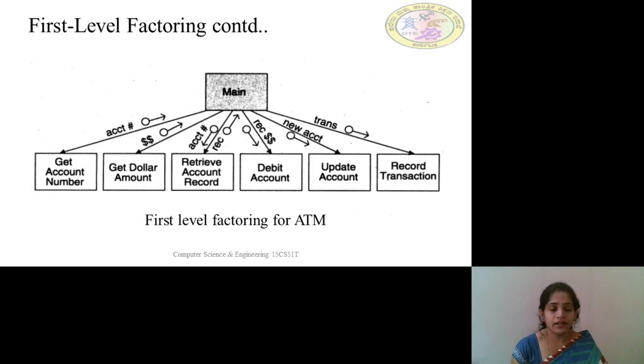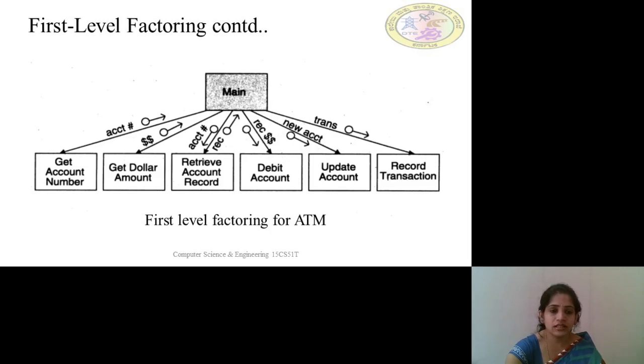So here we can find different modules, because the first level factoring is mainly intended for identifying the modules. Here we can see the main module, and these are the subordinate modules, that is get account number, get dollar amount, retrieve account record, debit account, update the account, record transaction. See, these are all the same modules that were identified in the DFD design of the ATM. Here also it is the same, but we are dividing it into different modules. There is a main module here, and there are subordinate modules.